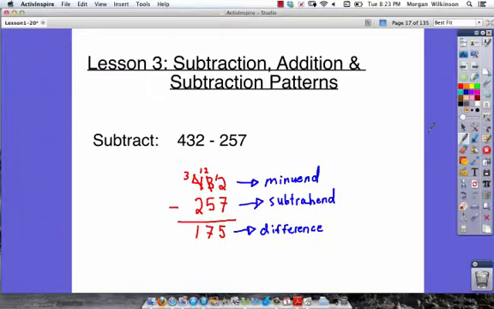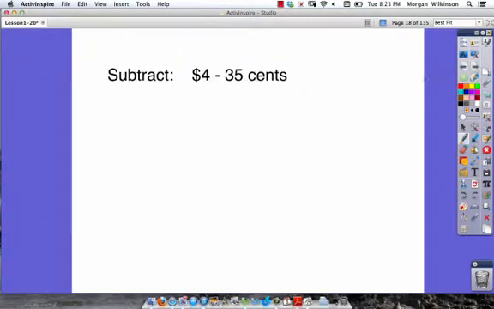Let's move on to the next example. Let's look at this one. We've got $4 minus 35 cents. If we want to set this one up, let's go ahead and work vertically. So we've got $4, that's our minuend. 35 cents is our subtrahend. And we know that 35 cents can be written as 0.35. We've got to make sure that whenever we subtract decimals, that we line up that decimal point vertically.